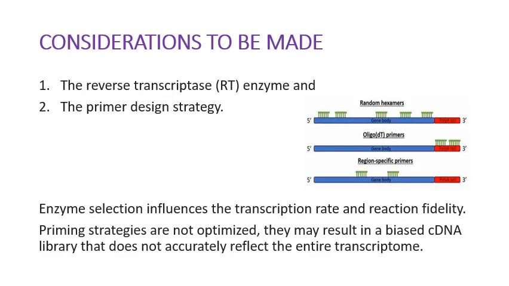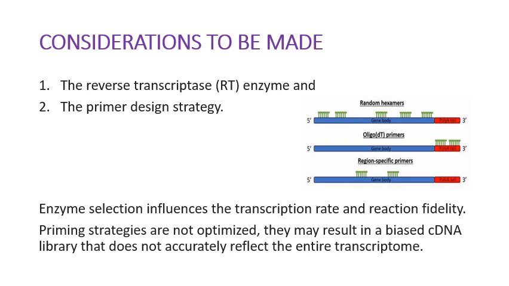So what considerations should we keep in mind when we start synthesizing cDNA from an RNA? There are two essential things: one is the selection of our reverse transcriptase enzyme, and the other is designing our primers. The reverse transcriptase enzyme is very essential, as it influences our transcription rate and our reaction fidelity. Then we have three different types of primers: random hexamers, oligo-dT primers, and region-specific primers.